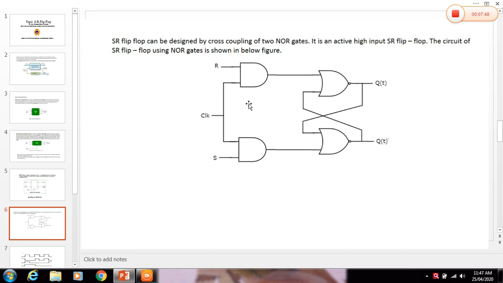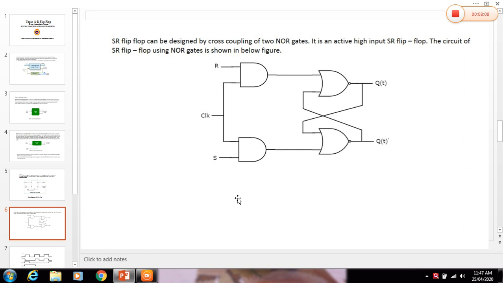I repeat, we have used NOR gates over here, which are cross connected. The output of the first NOR gate is acting as an input to the second NOR gate, and the output of the second NOR gate is acting as an input to the first NOR gate. To give the clock, we have used AND gates over here with the reset and set inputs.